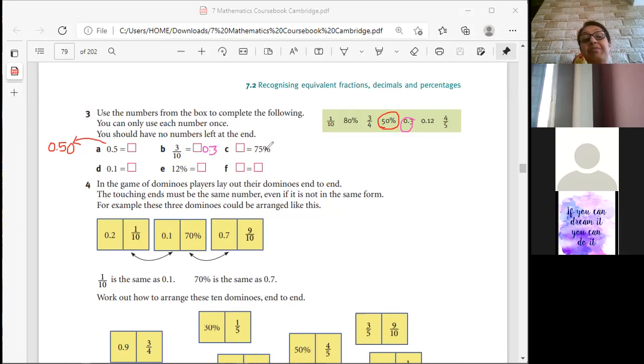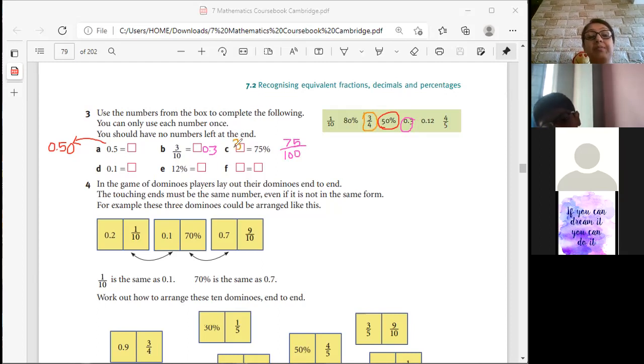What is this 75? 75% means 75 upon 100. 75 upon 100 means 25 will go in the table of both. 25 threes are 75 and 25 fours are 100. Yes or no? Can I say 3 upon 4? Are you all understanding what I'm doing? Anybody has doubt in this? Mohammed, are you understanding?